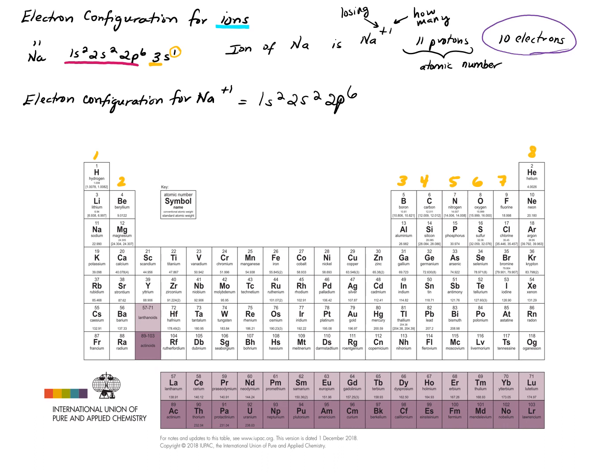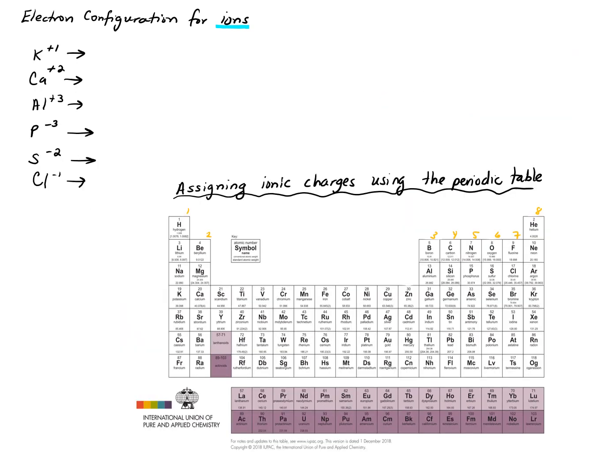1s2, 2s2, 2p6, and we have 2 electrons, 4 electrons, plus 6, that's a total of 10 electrons. So let's write down the electron configuration for some ions.